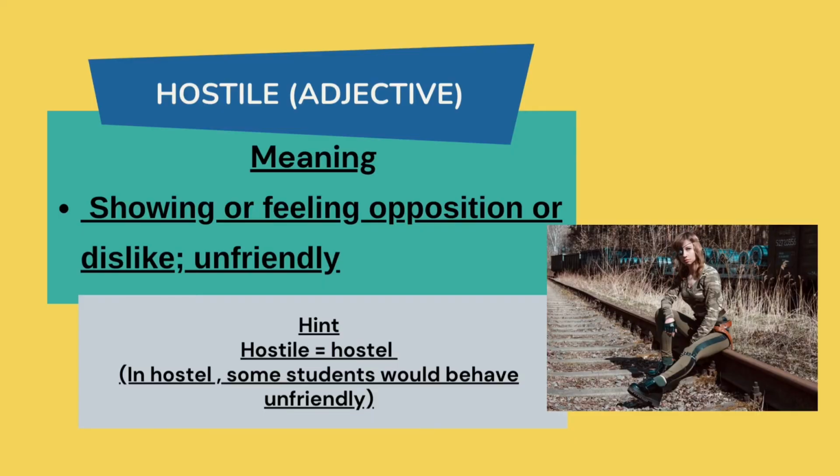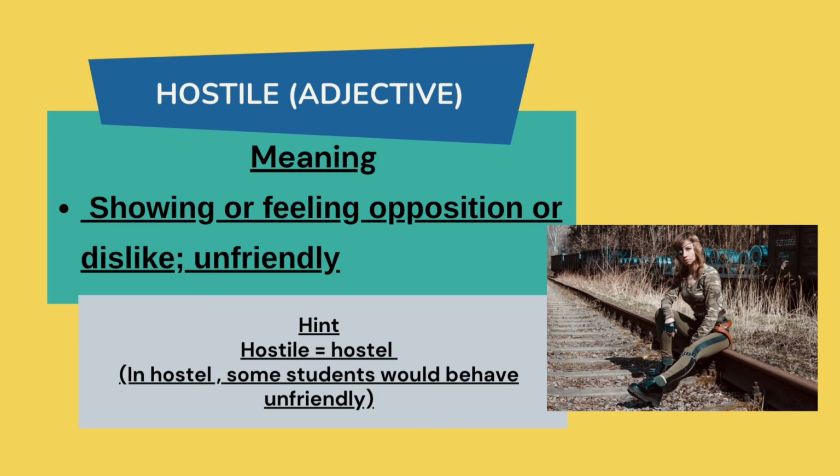The next word is hostile. Hostile is an adjective and it means showing or feeling opposition or dislike. Unfriendly or aggressive behavior or antagonistic behavior is basically hostile behavior. The hint is hostile, hostel. In a hostel, some students would behave unfriendly. Some students would have aggressive behavior, so they will be hostile.